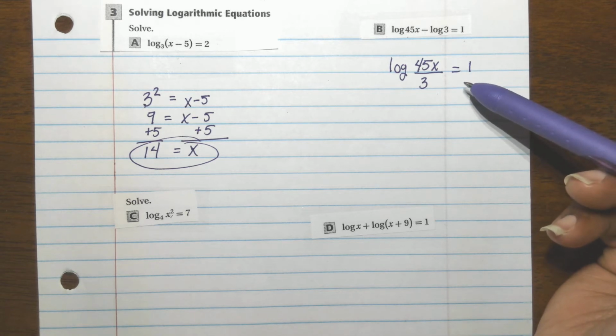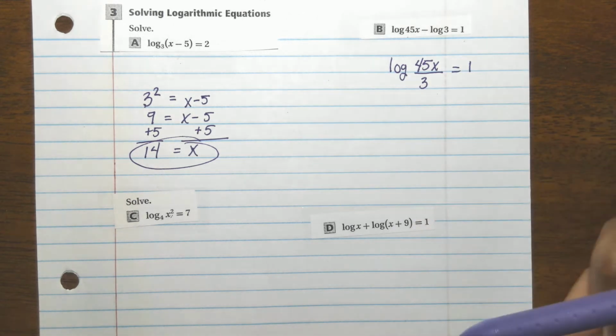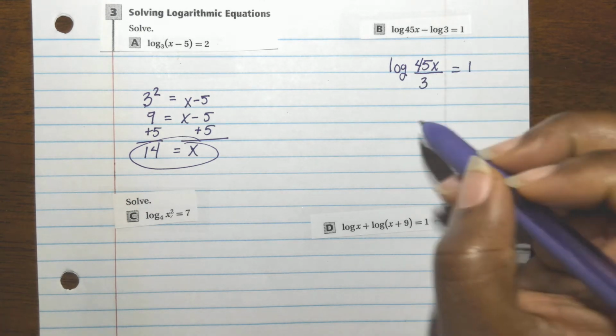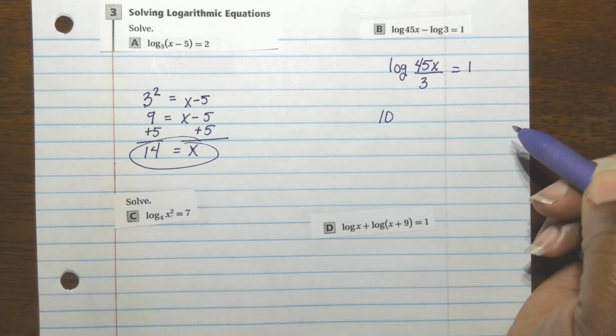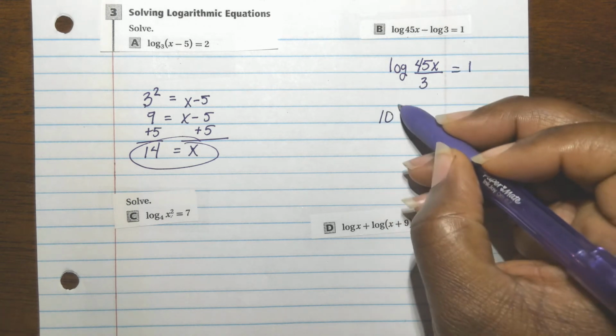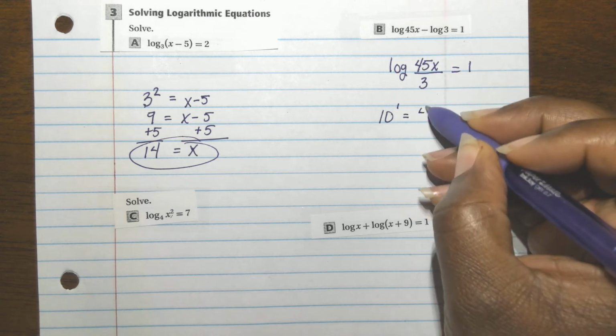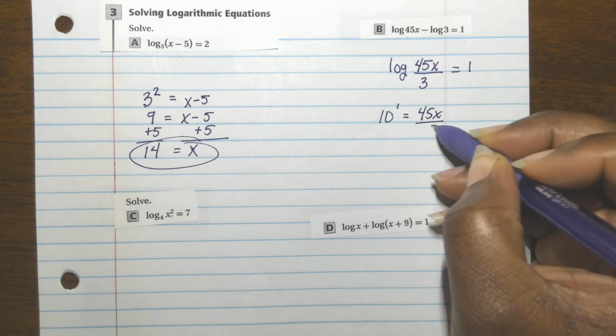So now we have one log equal to one value, and we can rewrite this again as an exponential. So my base, if there is no subscript shown, please remember that my base is a 10. The exponent here is 1. And this will equal 45x divided by 3.